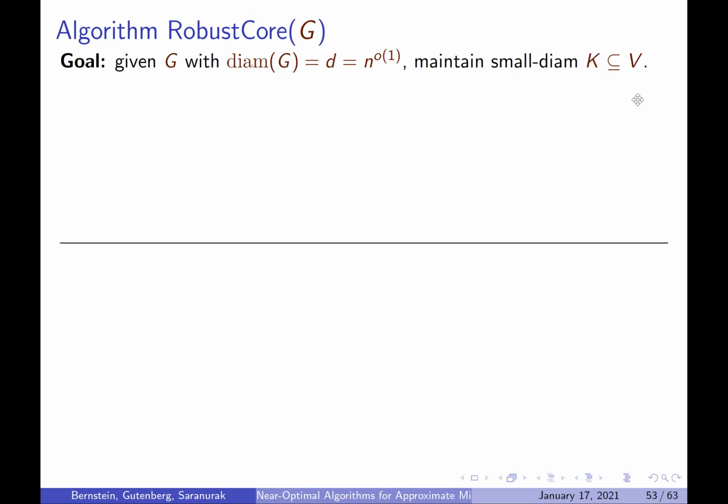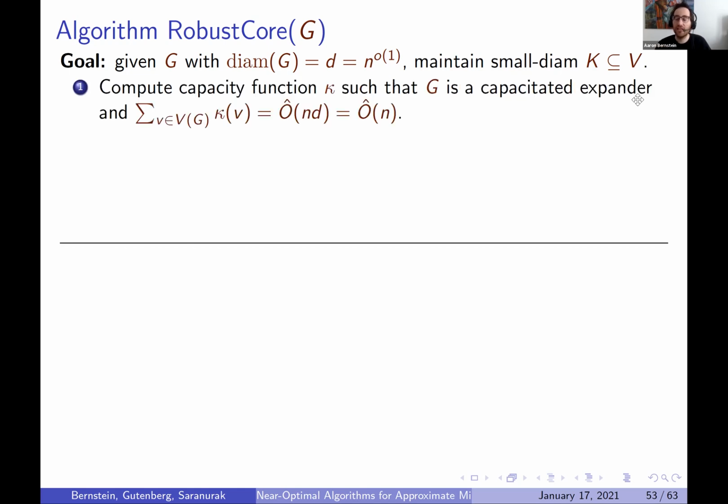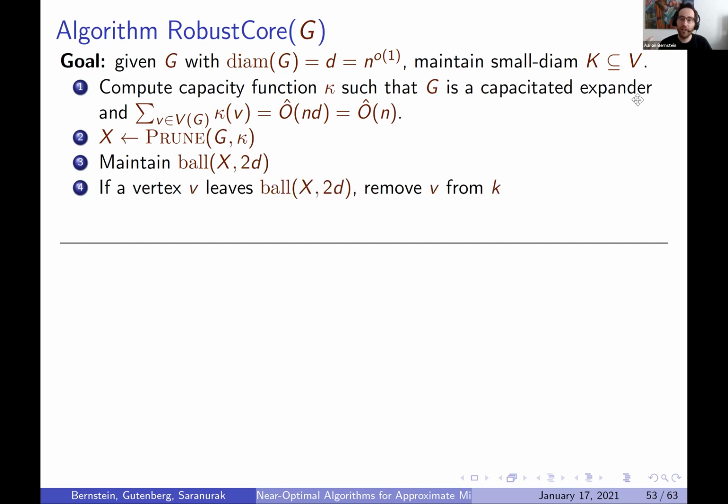Okay, so basically here's the algorithm, which is that you start with your low diameter graph. You want to maintain a low diameter set. And it's really exactly the same algorithm we had before, except now, since your graph originally isn't an expander, first you compute a capacity function to make it an expander. Now you prune. So you maintain an expander inside G. And you maintain a ball around that expander, and you kick out any vertex that leaves that ball. This is exactly what we saw before.